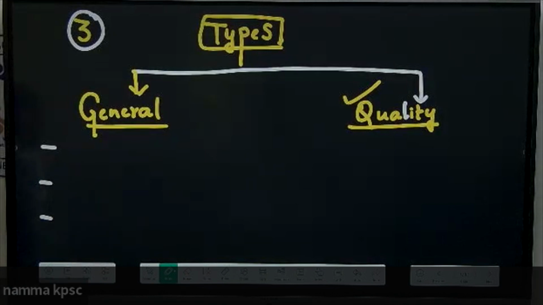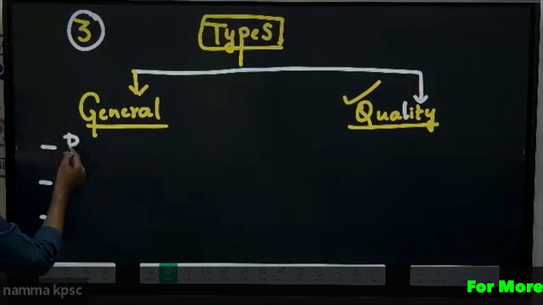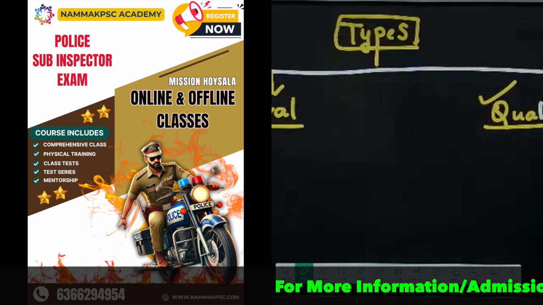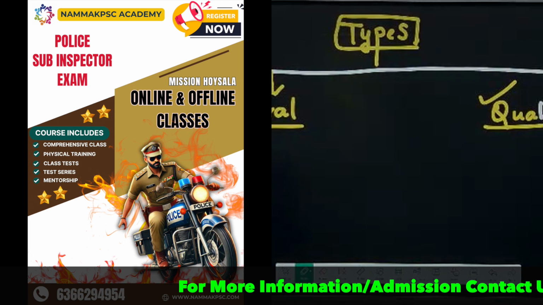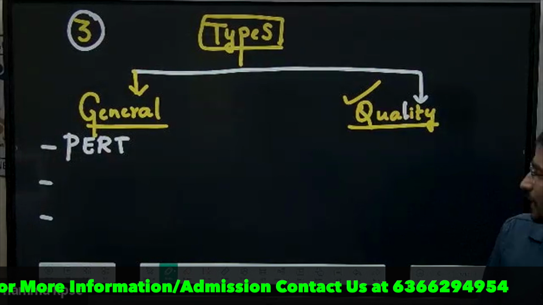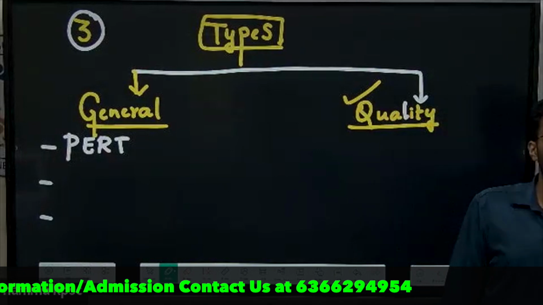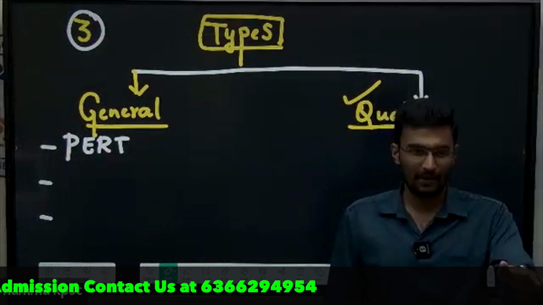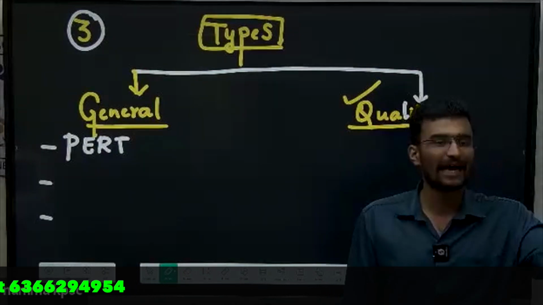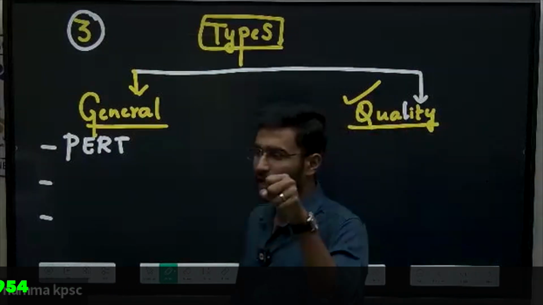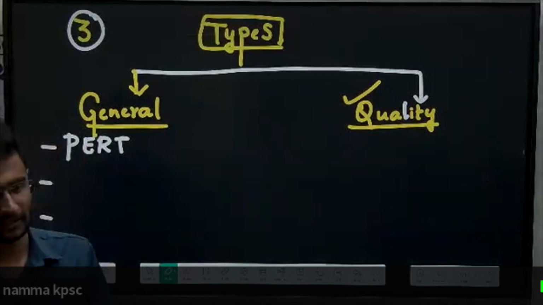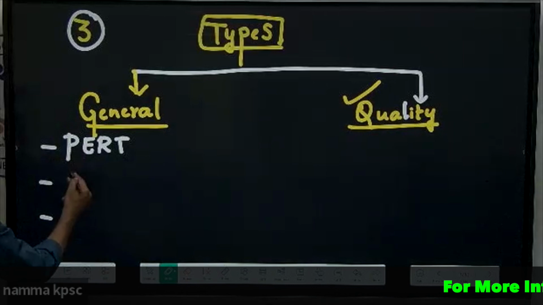The first and foremost one is PERT. What does PERT mean, sir? The Program Evaluation Review Technique. See, it is all there: we need to evaluate the program and review it, and that technique we call the PERT technique. Okay?